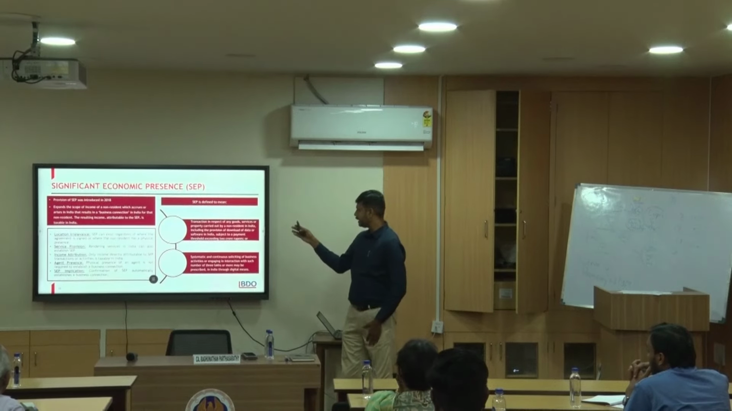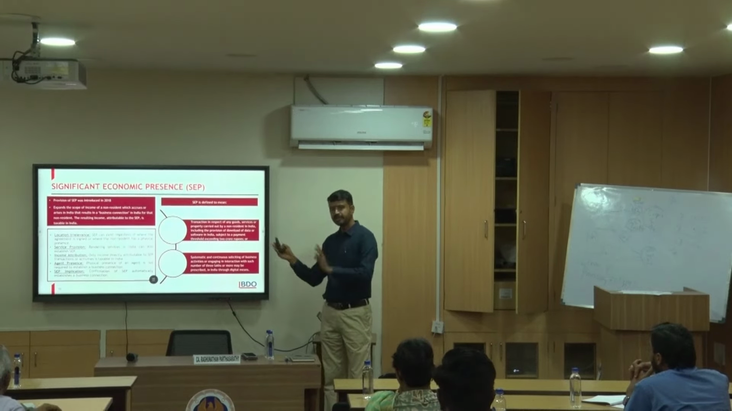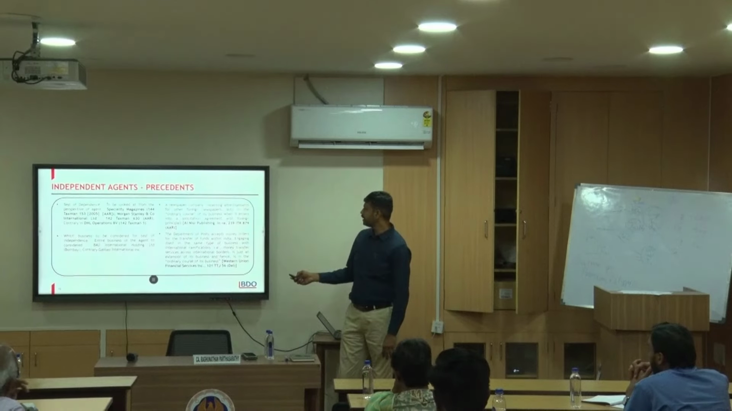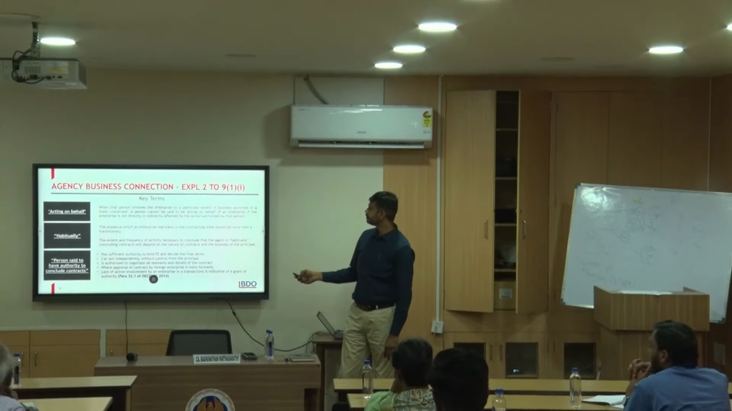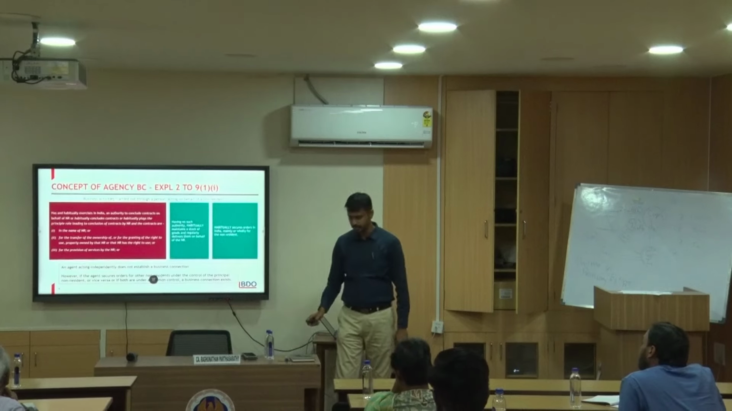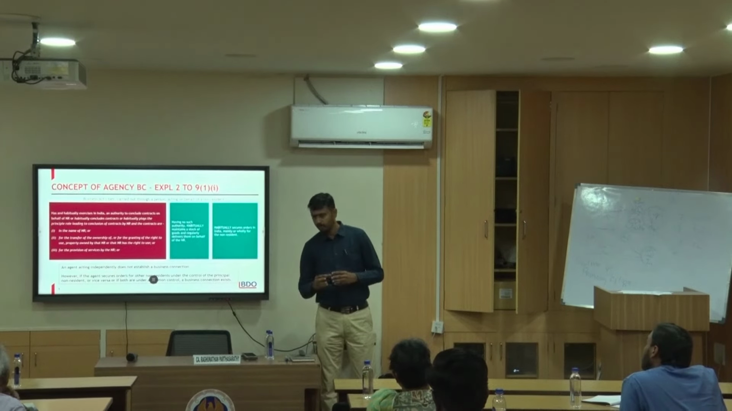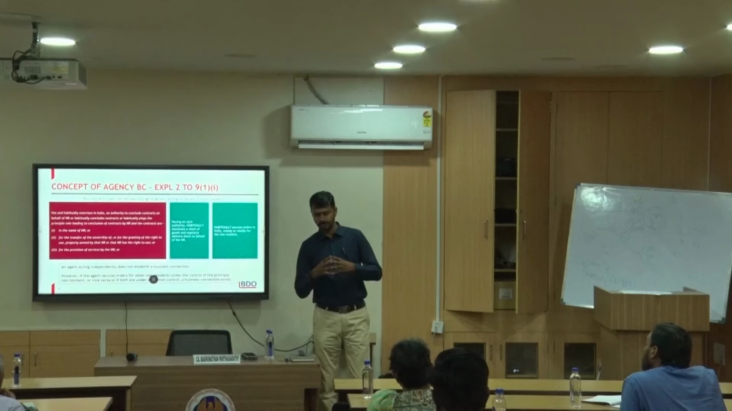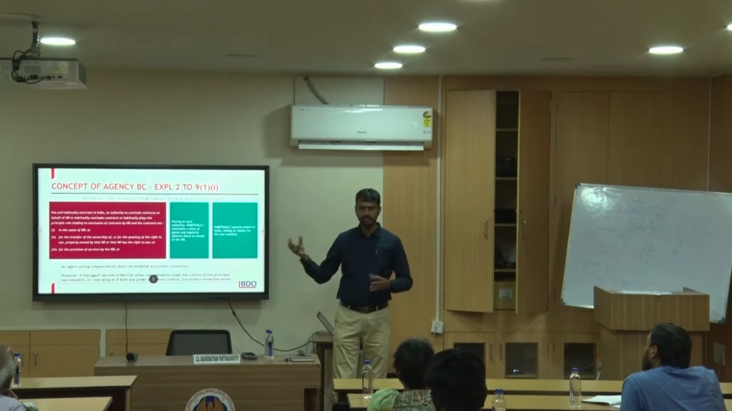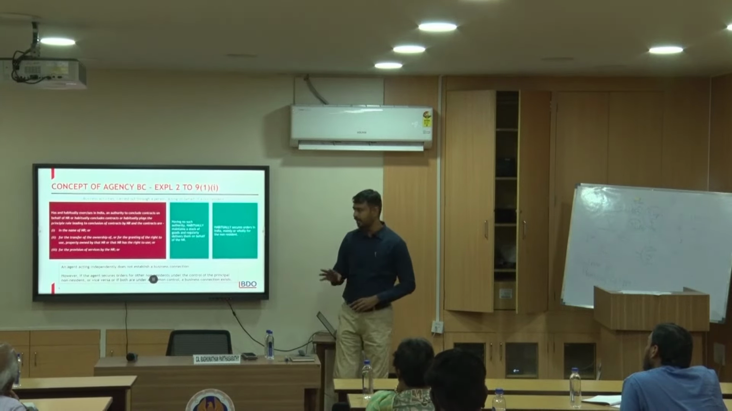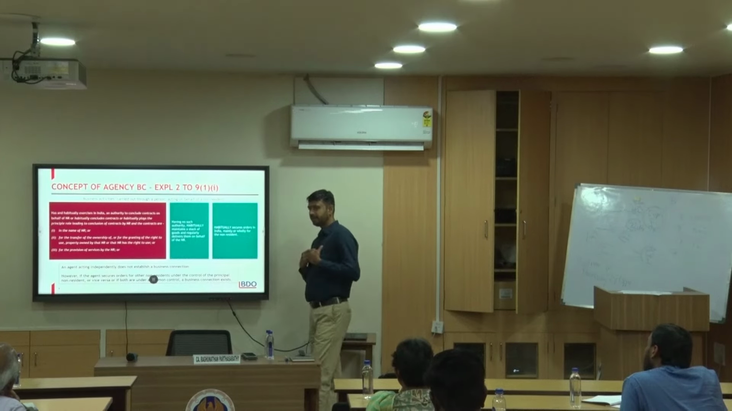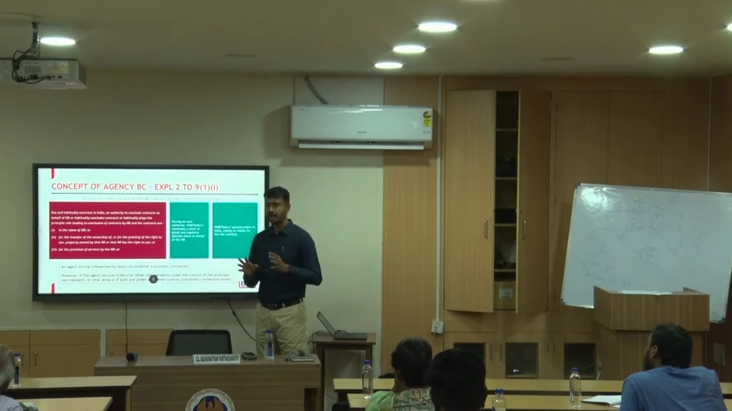So this is one part. Significant economic presence will create a business connection. The other one is agency. So one way I have a business connection is because of significant economic presence or by doing some activity in India. Now I don't want to do the activity directly. I appoint an agent.